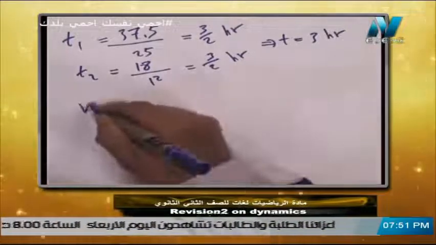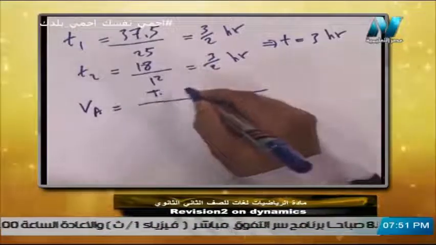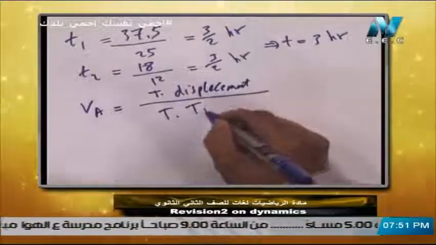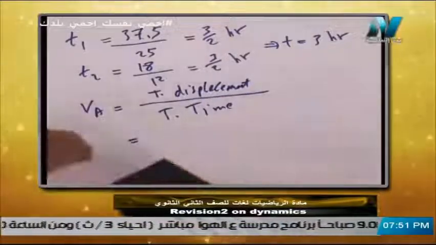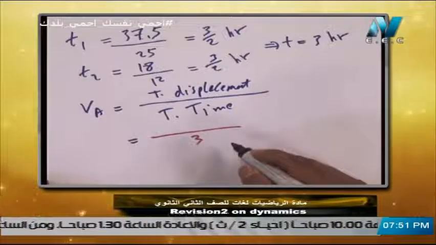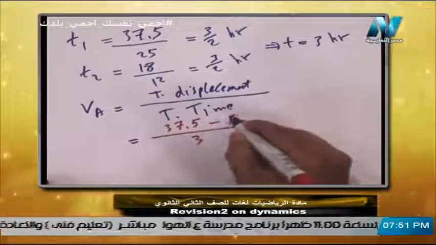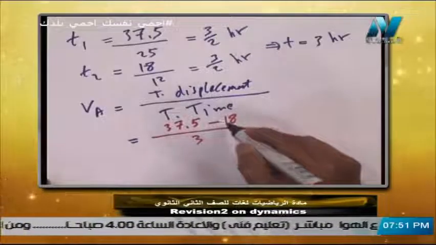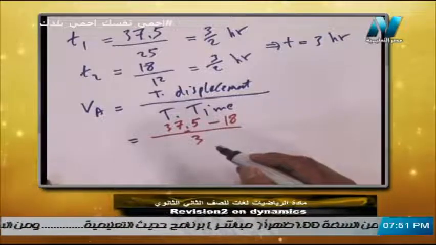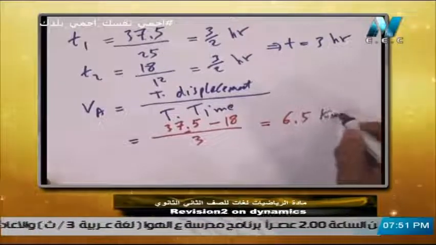Okay, to find average velocity here, we will apply the rule which is total displacement over total time. We have here total time equals 3 hours. Total displacement here equals 37.5 kilometers minus 18. Why is it minus? Because it moved in the opposite direction after moving this 37.5. So the final answer will be 6.5 kilometers per hour.